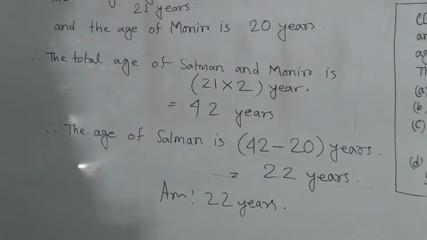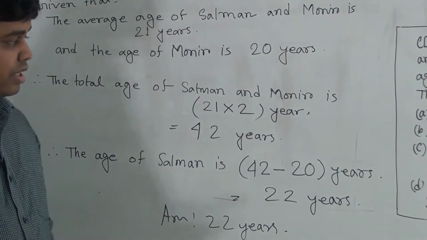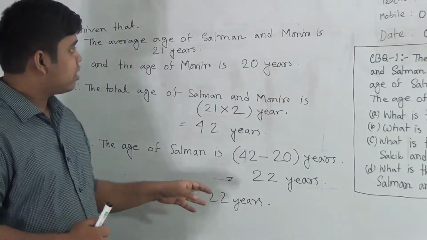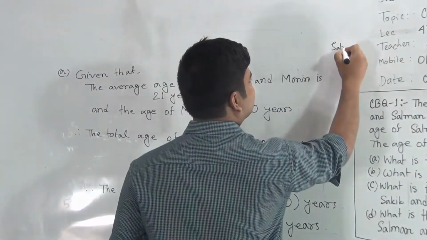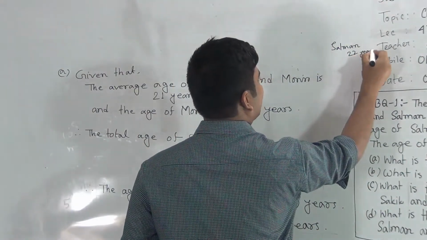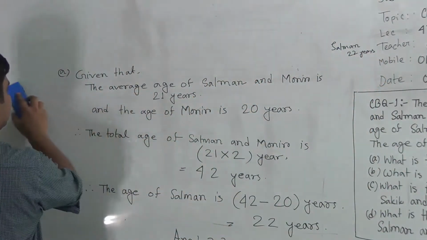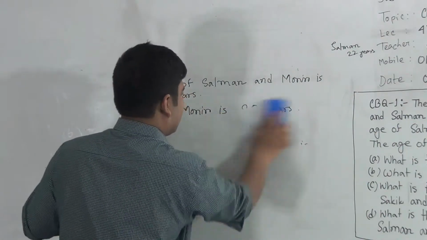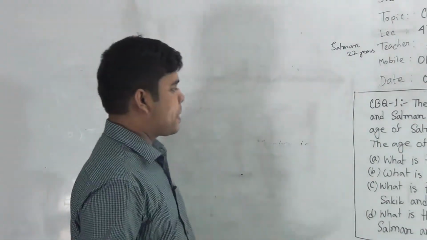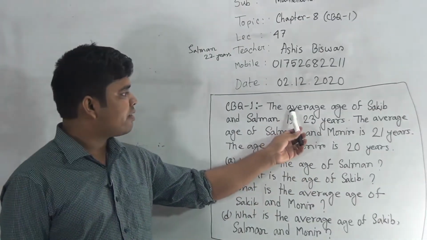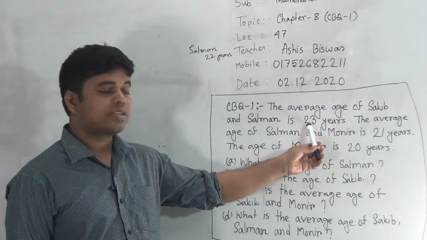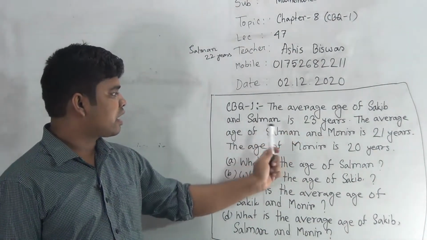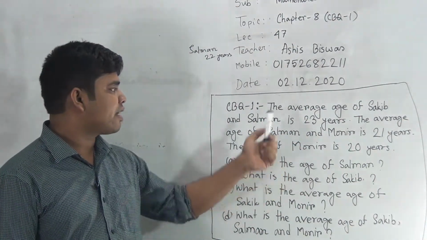I hope you have understood, and this information is needed to solve question number B, C and D. So here we write Salman 22 years. Now I erase. Question number B is, what is the age of Shakib? That means the average age of Shakib and Salman is given, which is 23 years, and from A we get the age of Salman. So first of all we find out the total age of Shakib and Salman, then we subtract Salman's age and we get the Shakib's age.